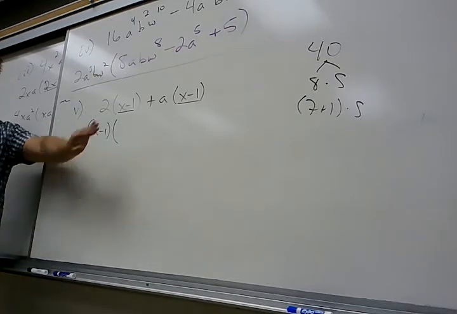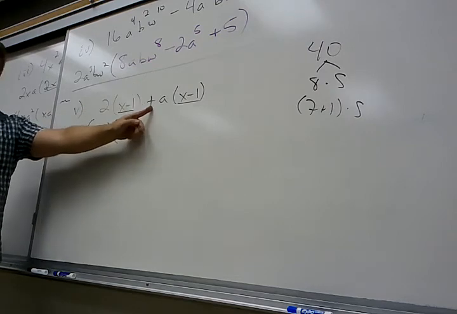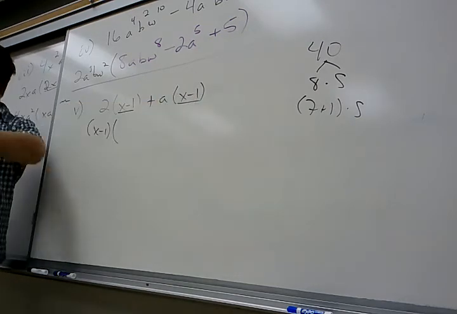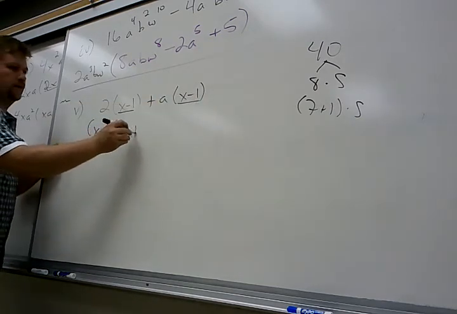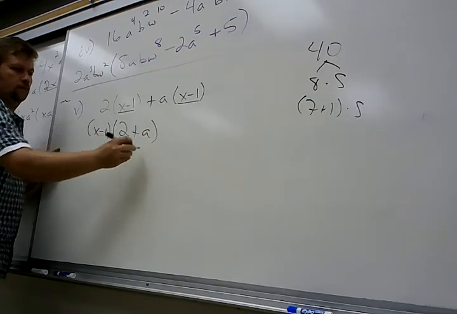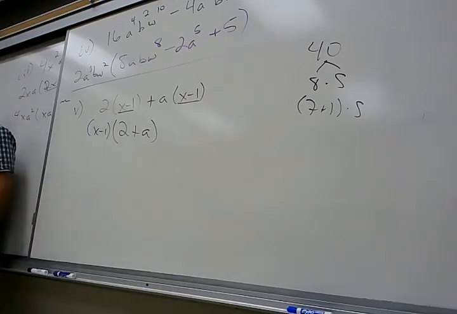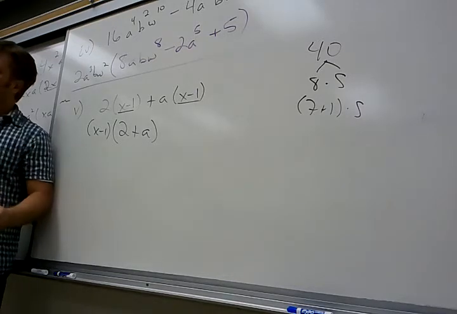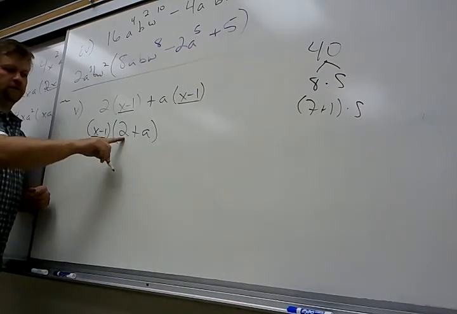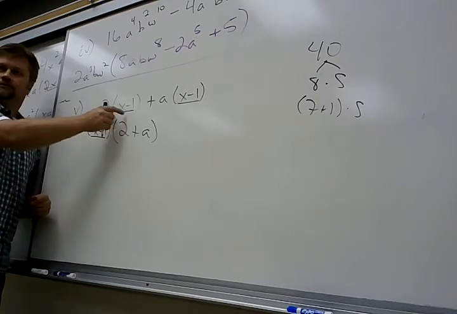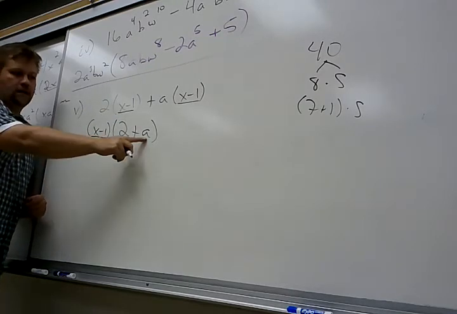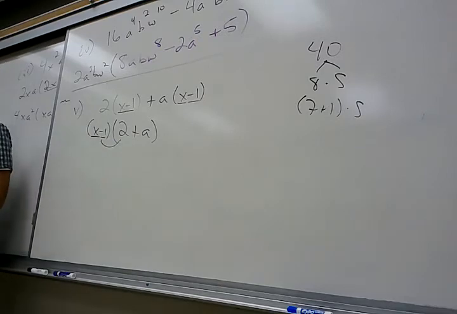And what's left? 2 plus a. Not 2a, be careful. I'm not multiplying all of a sudden, I'm still adding. Let's check it. We're not used to doing this, but I can certainly do this. X minus 1 times 2 is there. X minus 1 times a is there. Hey, it works.